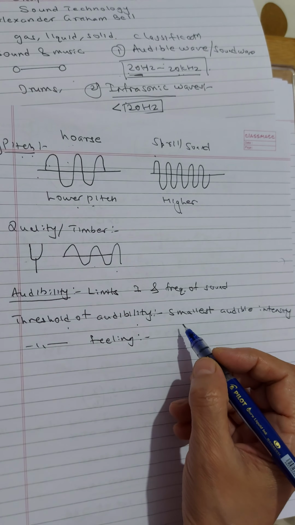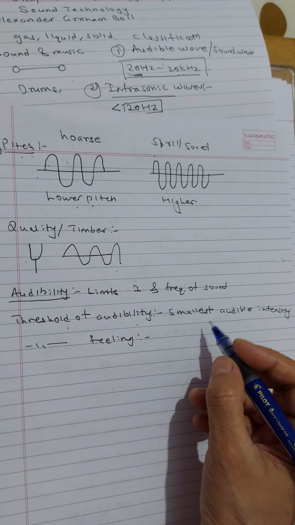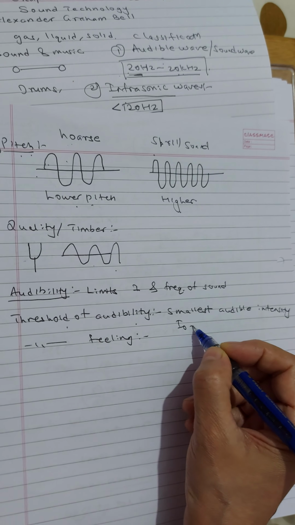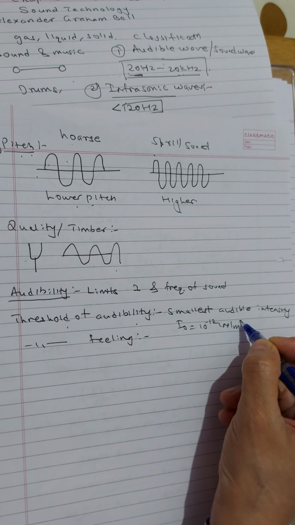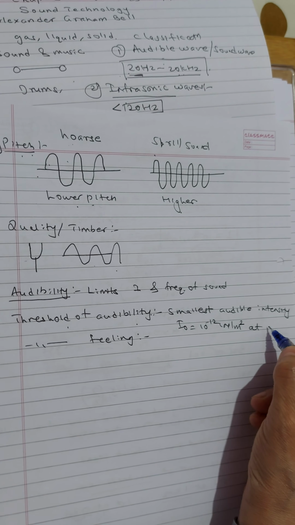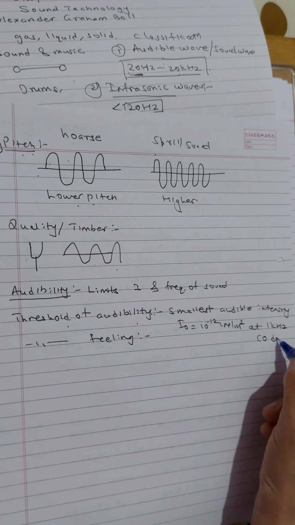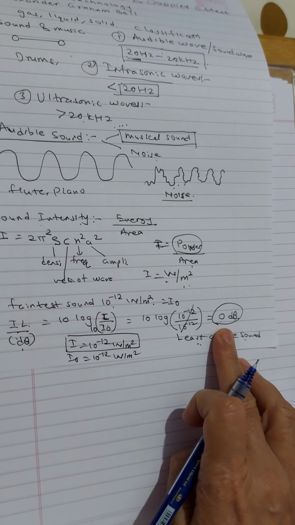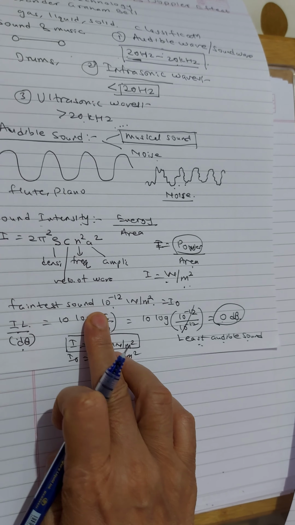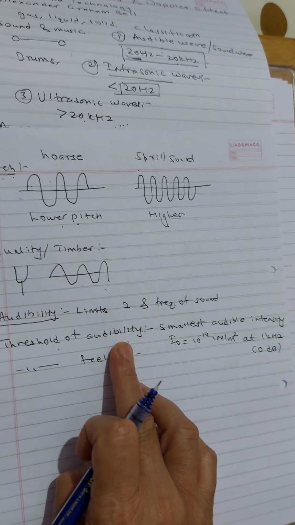So threshold of audibility, we already used one example. We said that the value of I0, 10 to the power minus 12 watts per meter square at 1 kilohertz, is basically 0 dB. We showed this with the example. This is 0 dB. Faintest sound 10 to the power minus 12 will give me my threshold of audibility.